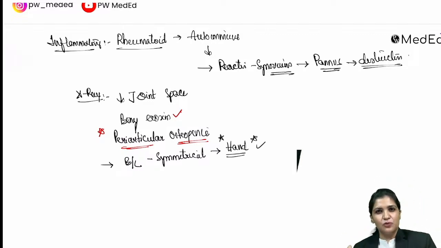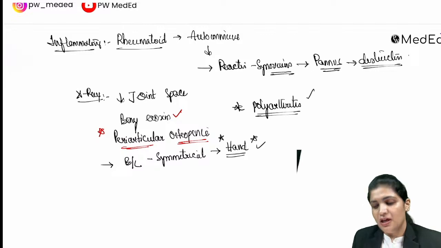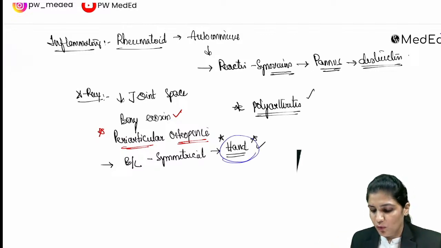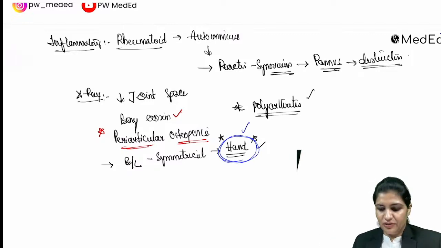Mostly patients present with pain and swelling in the hands, and if you see these features associated with polyarthritis or polyarthralgia, meaning involvement of multiple joints, especially the hands, and it is bilateral, think of rheumatoid arthritis. So this is about rheumatoid arthritis.